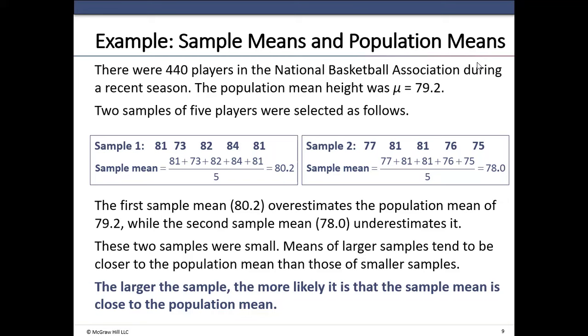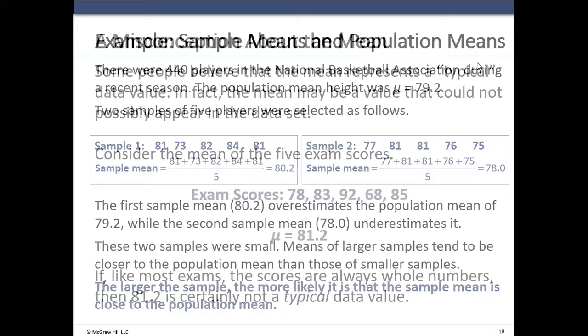Means of larger samples tend to be closer to the population mean than those of smaller samples. In statistics, we talk about a minimum sample size of 30. The larger the sample, the more likely it is that the sample mean is closer to the population mean.